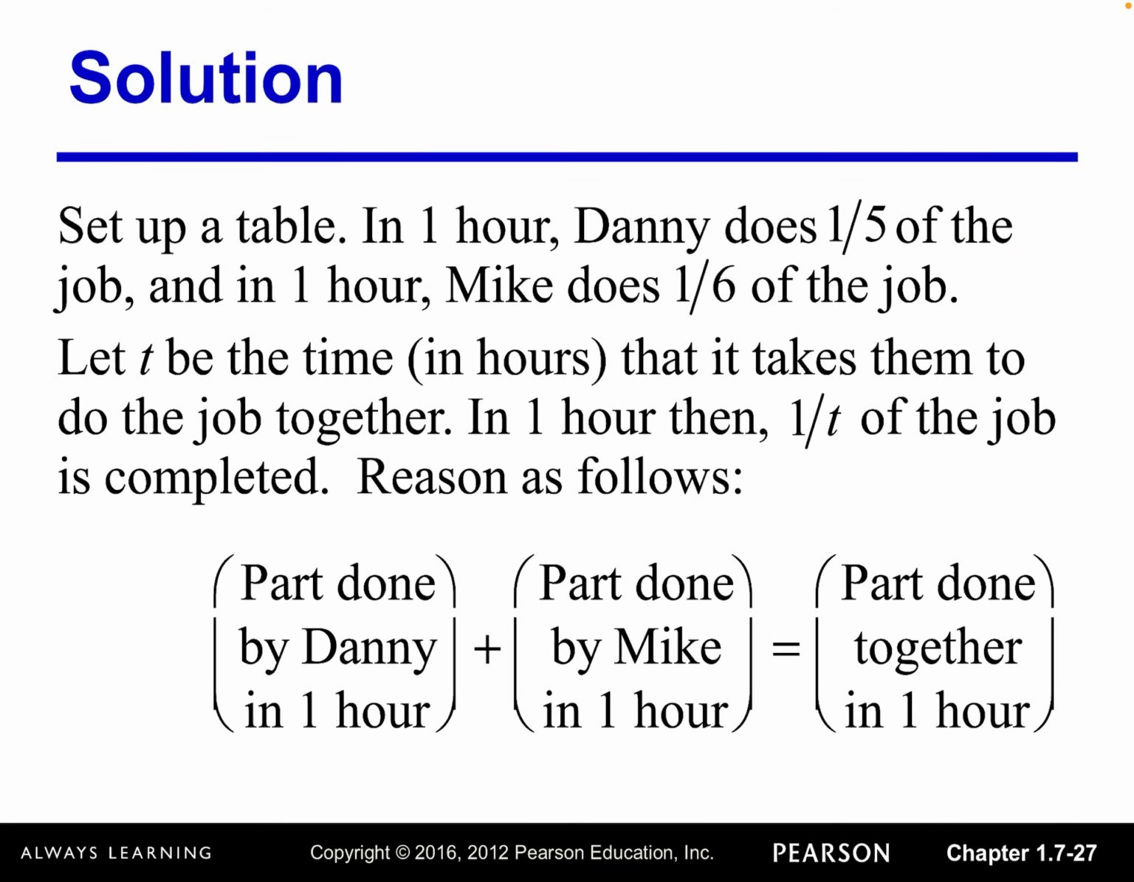Okay, that's the problem. So now let's analyze it. If we consider weeding the garden as a whole piece of work, and Danny can get this work done in 5 hours, that means his hourly working rate is what? It is 1 out of 5, isn't it? That's Danny's working rate. How about Mike's working rate? He gets his work done in 6 hours, so per hour he gets 1 out of 6 of the work done, right?